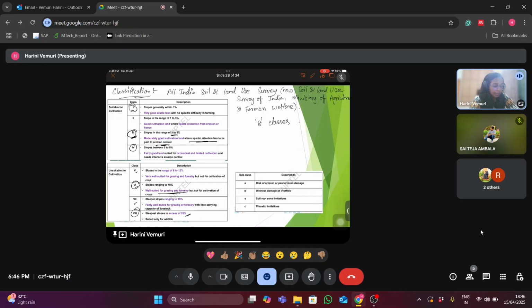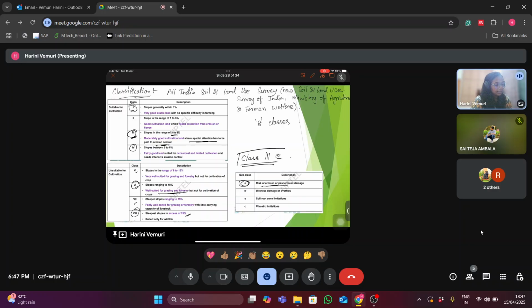Okay, there are also subclasses related to this. Suppose we are saying class 3E, then it means it falls under class 3, which has a slope of 3 to 5% and is moderately good for cultivation, and it has a risk of erosion or past erosion damage has occurred in this kind of land.